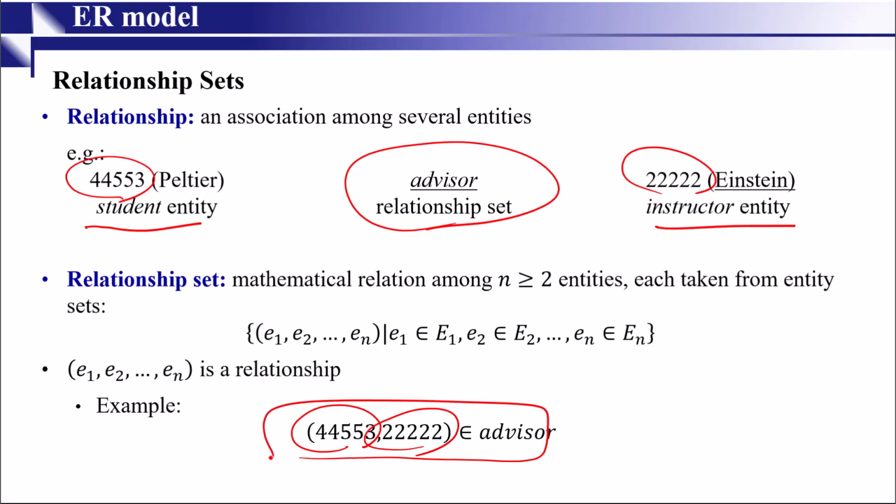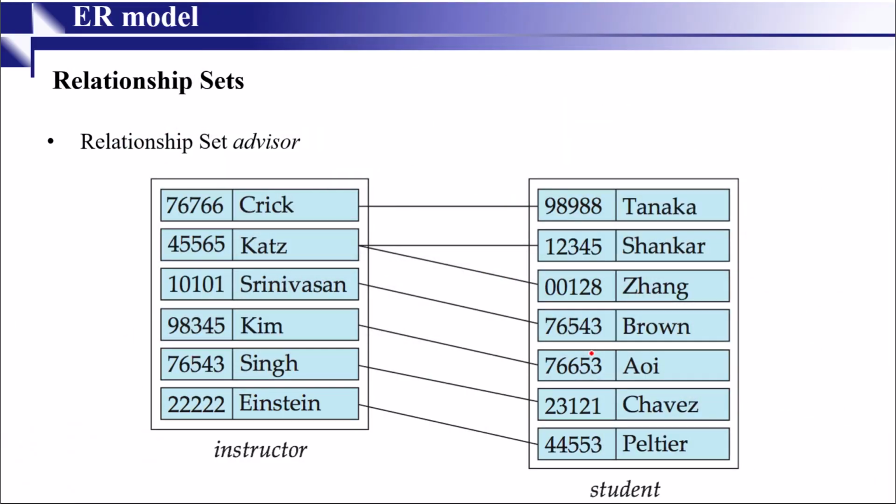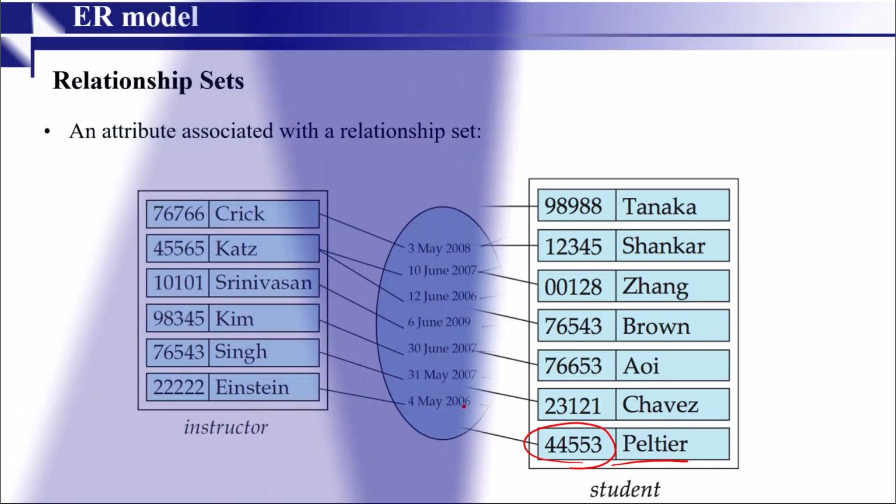So we show this way. We can show mathematically then, for example, in this way E1, E2 in such a way that E1 is in capital E1, E2 is in capital E2 up to En in capital En. And then we can represent the relationship set. Here, the advisor relationship set links instructors to student. Each entry, like for example, this 44553, is under supervision of this professor. So it means this is a relationship. Such relationships are central to modeling real world interactions.